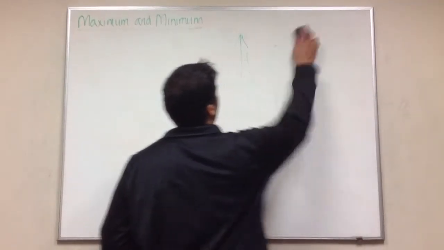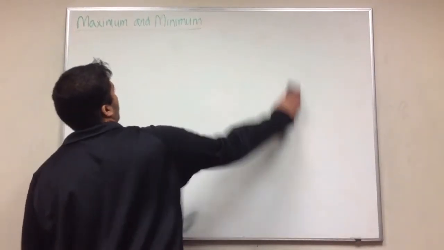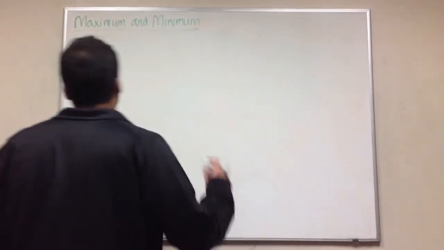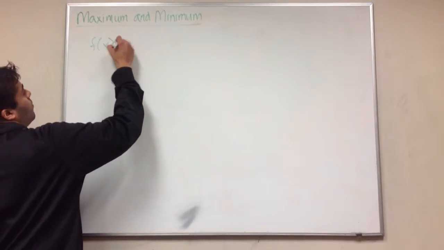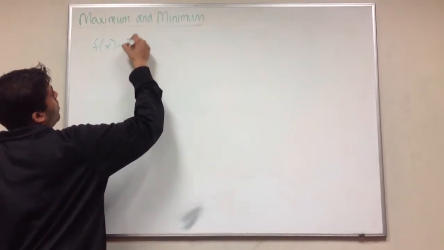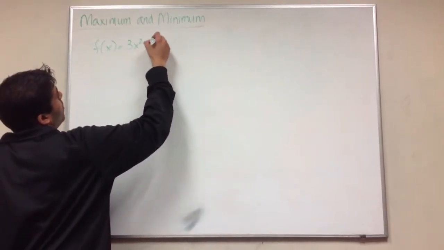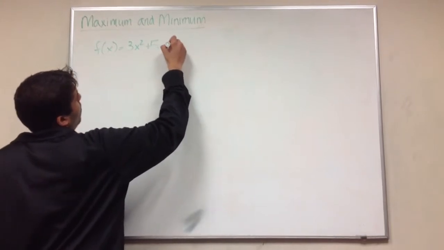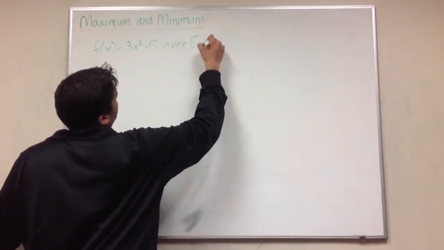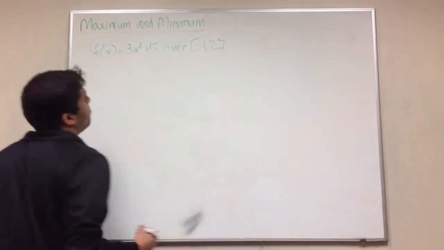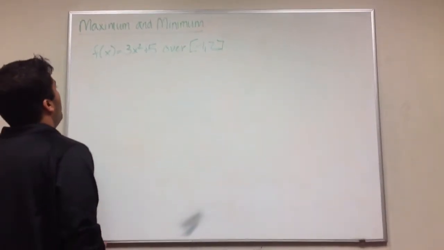So let's take a function and find its max and min. Say we have this function here, f of x equals 3x squared plus 5, over the interval -1 and 2. Make it a little easy for the first one.